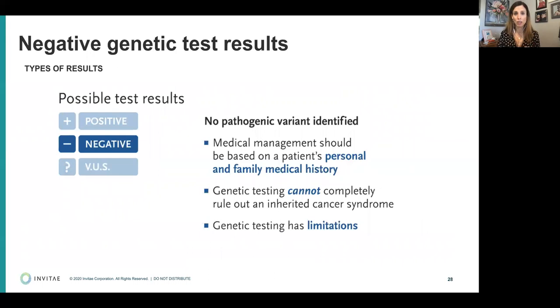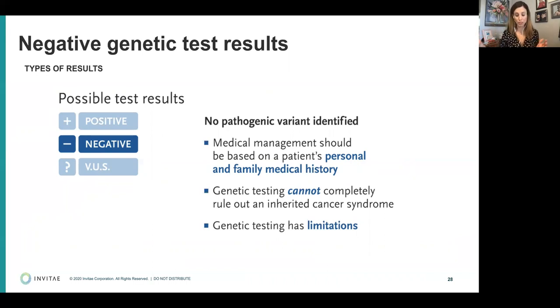A negative result means no pathogenic or likely pathogenic variant was identified. In this case, the medical management for the patient should be based off the patient's personal and family history. It does not mean that the patient has no risk of developing another cancer or a future cancer. And it's important to note that there are limitations to genetic testing technology. Not all assays can find all of the variants present within a gene.